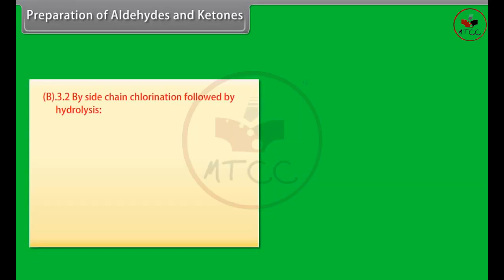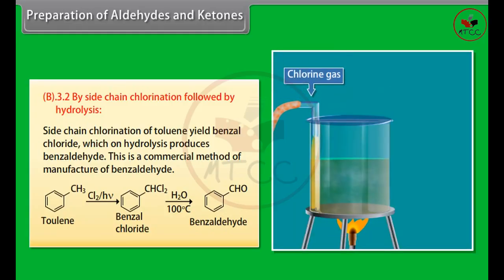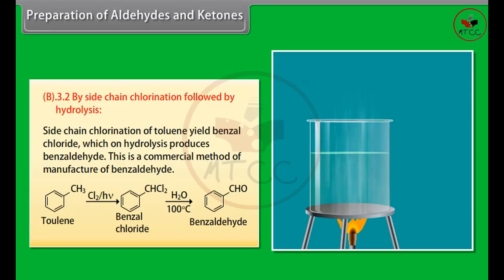Preparation of aldehydes and ketones by side chain chlorination followed by hydrolysis. Side chain chlorination of toluene yields benzyl chloride, which on hydrolysis produces benzaldehyde. This is a commercial method of manufacture of benzaldehyde.